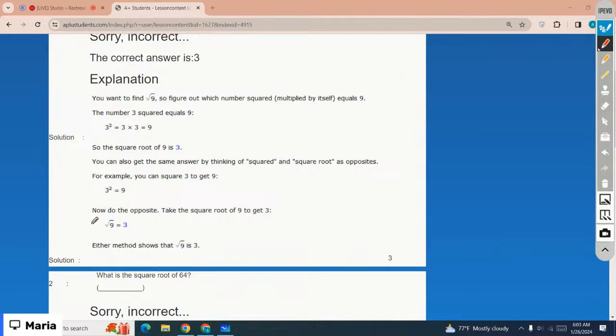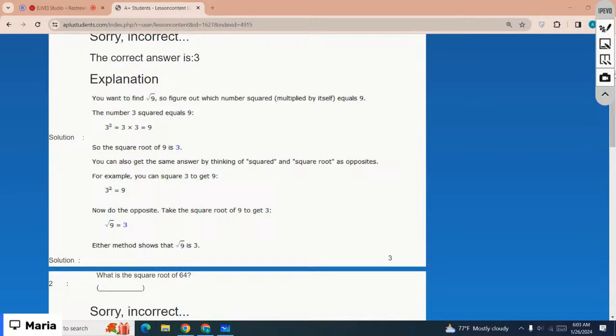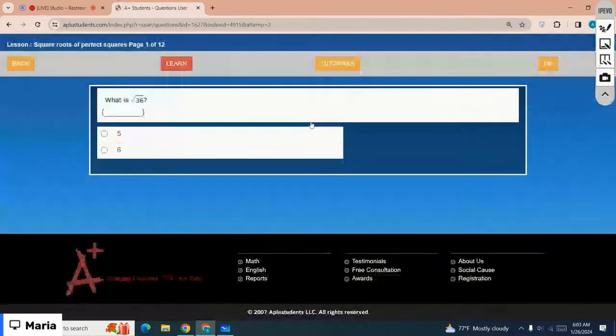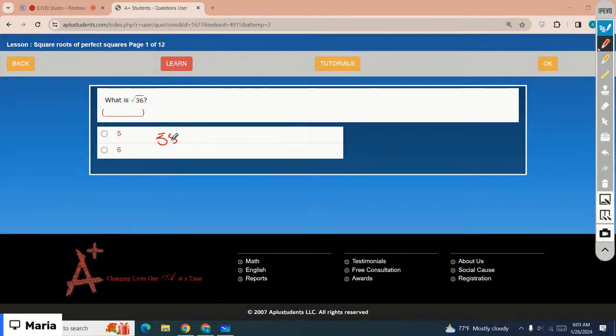Let's just start with the first question. What is the square root of 36? You're given two options, 5 and 6. If you do 5 times 5, that is 25. And 6 times 6 is 36. So that means the square root of 36 equals 6. The correct option is 6. Got it?